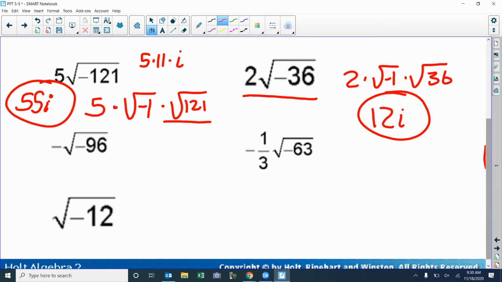See what you can do with 96. I'll give you a little hint there. I think 16 goes into 96. If you have a calculator handy, 96 divided by 16, I think it does work. See if you can simplify that.